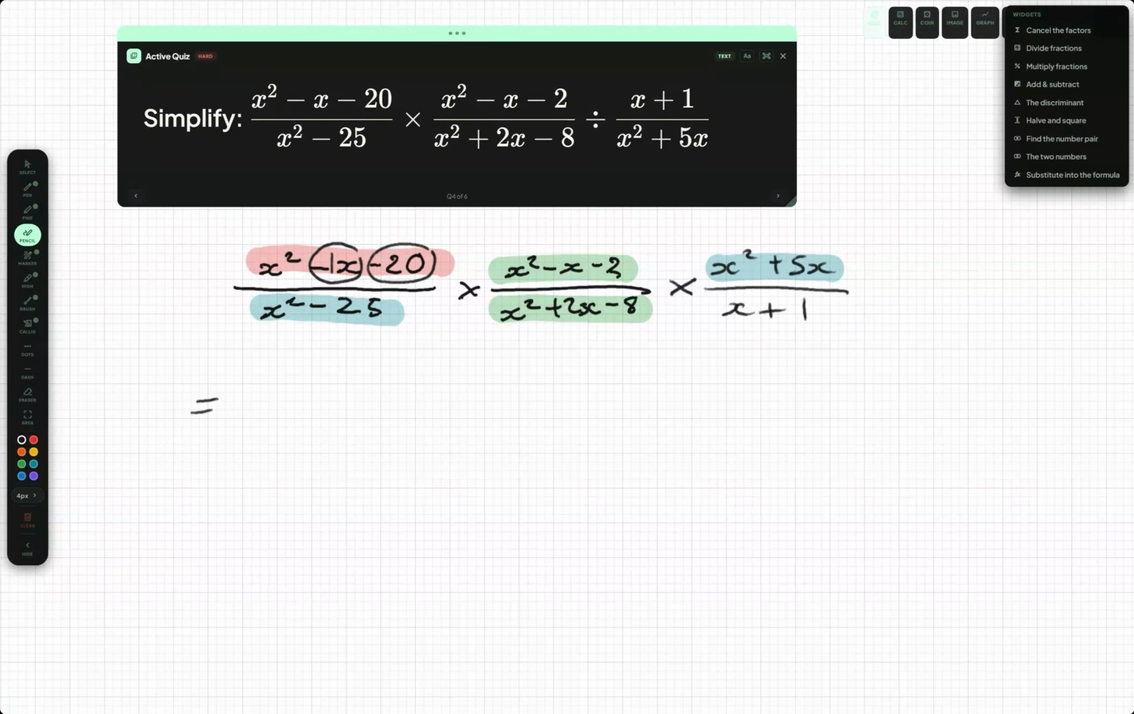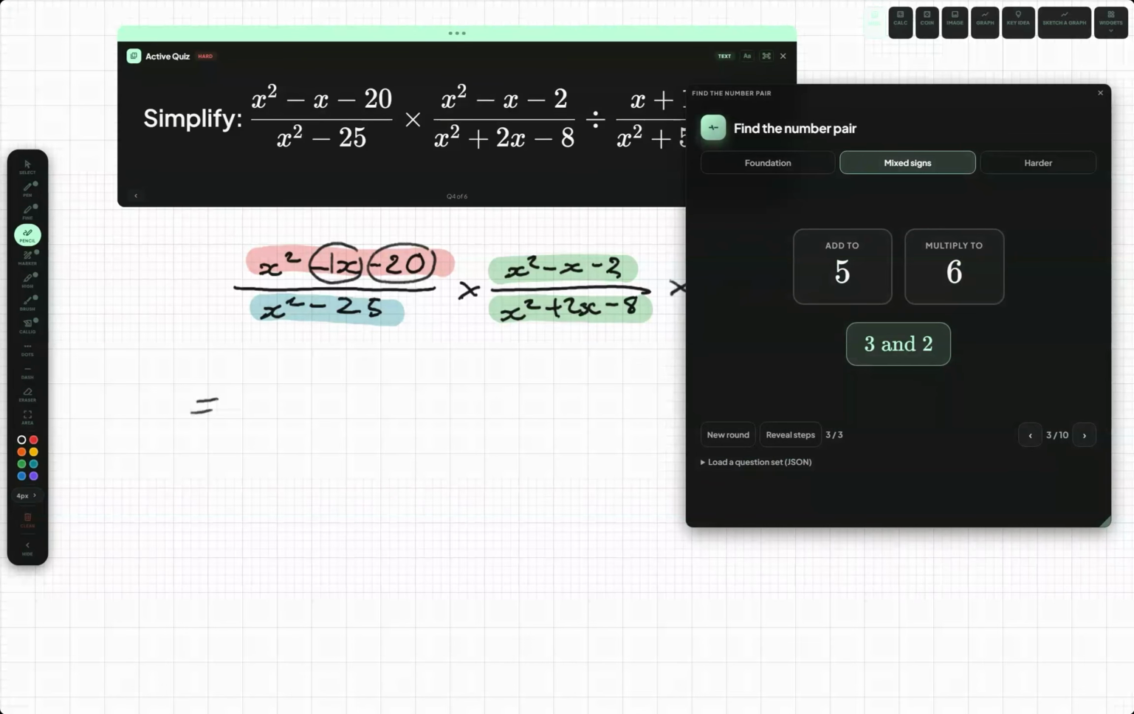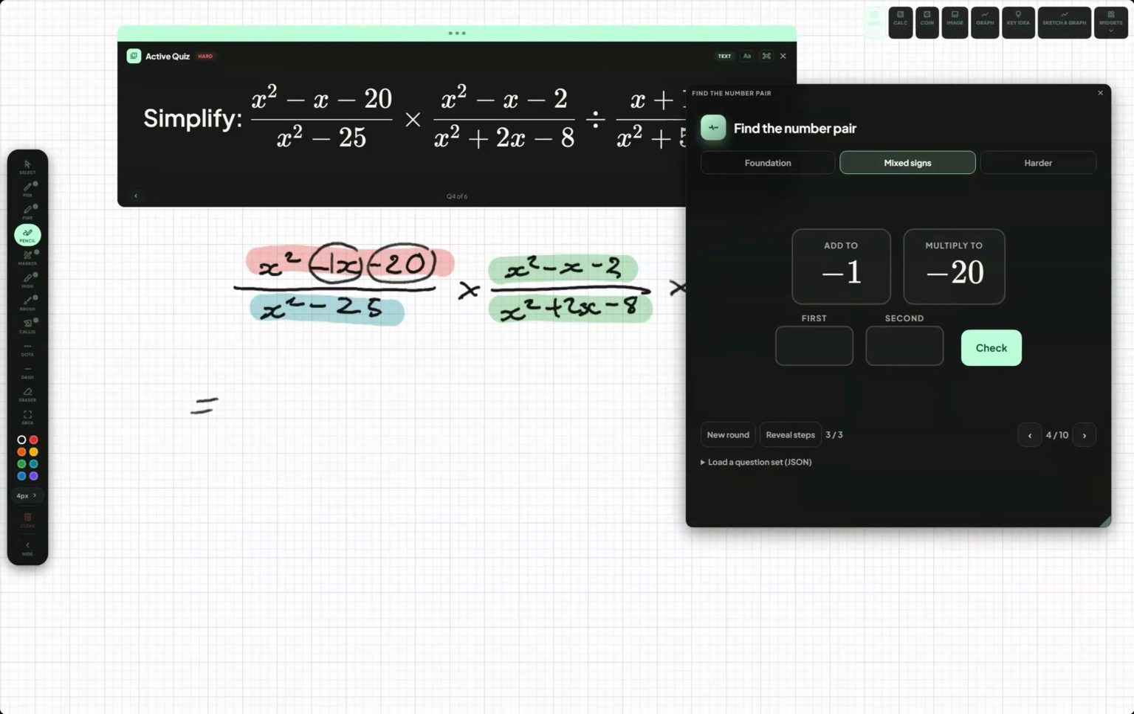Let's bring up our widget. Let's have a look. Okay, so adds to -1, multiplies to -20. One has to be positive, one has to be negative. The -1 is going to be larger. Right, what are our factors or our multiples that are going to produce 20? Well, it's 20 times 1, 10 times 2, 5 times 4. 5 times 4 sounds great.